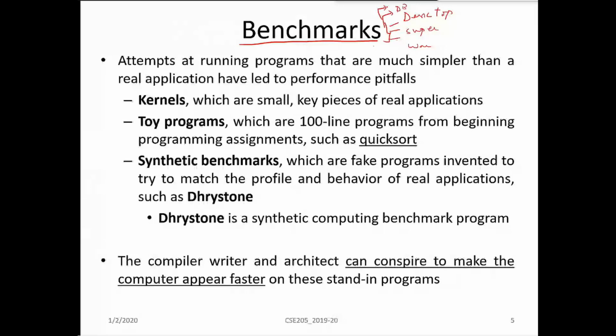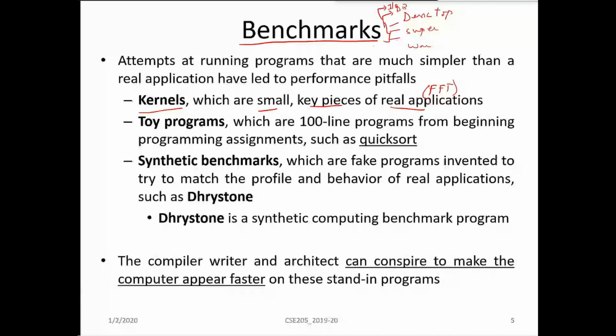Based on those benchmarks, we need to estimate the execution time. Clear? So I told you about the different benchmarks, which are nothing but different programs. One is what they call a kernel, which is a small key piece of real applications. For example, a fast Fourier transform, which is a real-time application. These applications will be executed on all the machines to estimate performance. So a kernel is just a key piece of some real-time applications, which they execute and try to estimate.